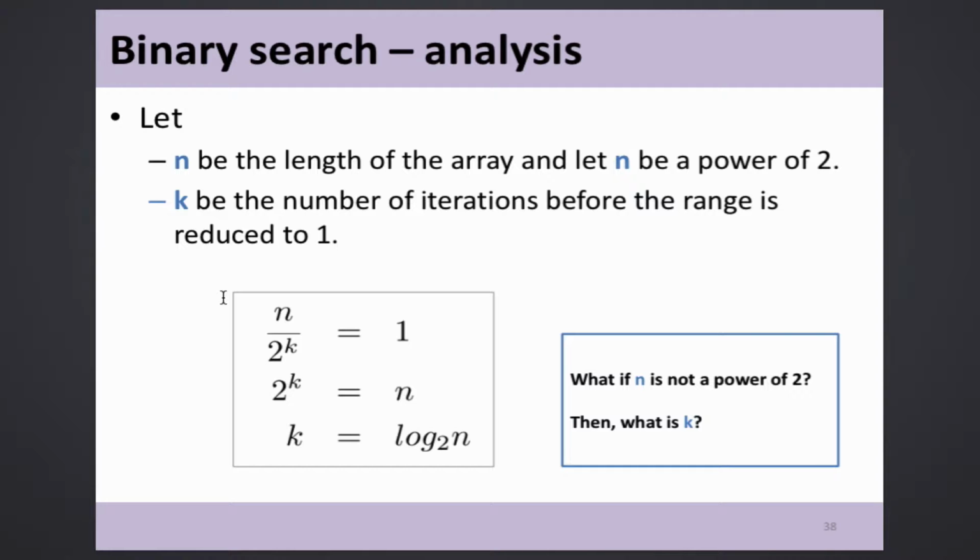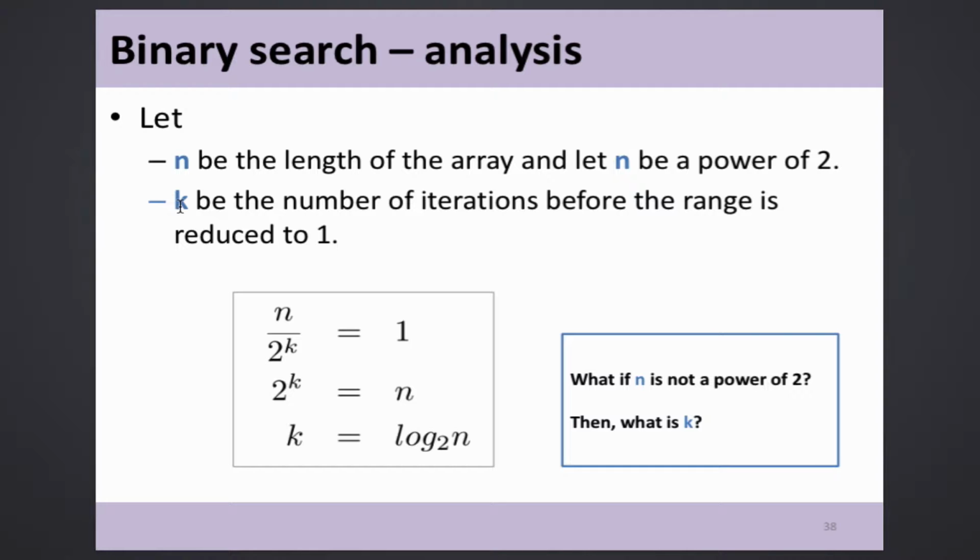Then let k be the number of iterations, or you can reduce the number of iterations to comparisons plus 1. Basically after you halve it, you have to compare 1 more time. So k is just the halving operations, and k plus 1 will be the number of comparisons. Now the iteration k: how many times do we need to reduce the range to the width of 1?